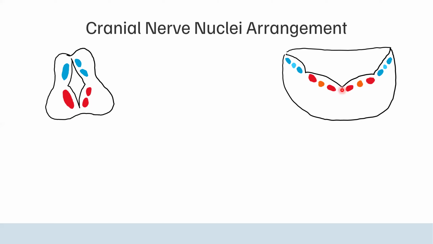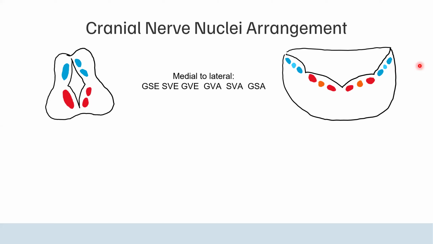So based on this, we can tell that the arrangement from medial to lateral would be for general somatic efferents here, then special visceral efferents for the pharyngeal arches, followed by general visceral efferents, then general visceral afferents, special visceral afferents, and general somatic afferents.